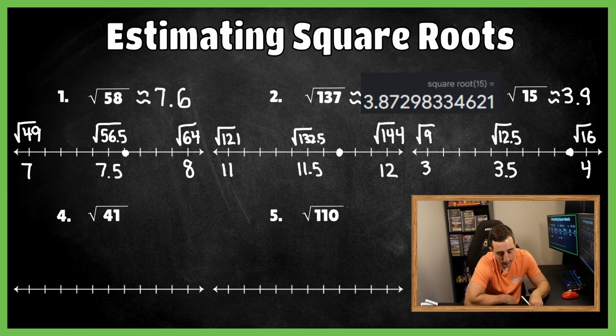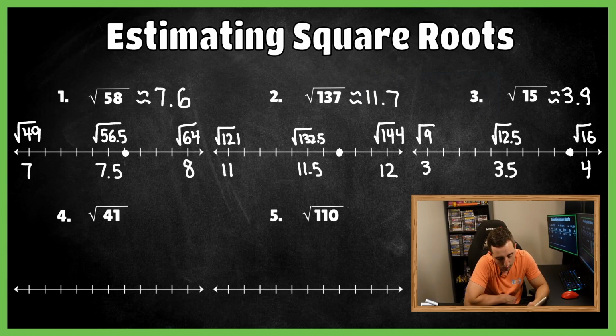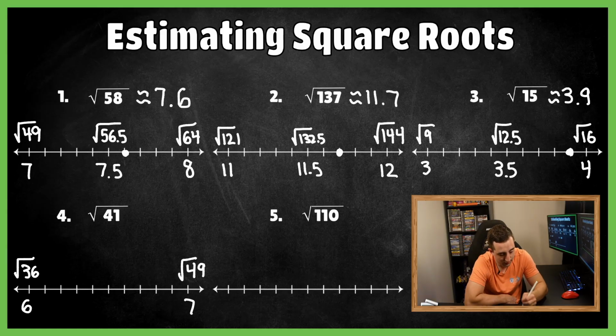Okay, now let's go ahead and take a look at the next one. We have the non-perfect square root of 41. Well, that's between the two perfect squares of 36, which is going to give us 6 back, and then the square root of 49, which is going to give us 7 back, right? And then once again, we want to go ahead and find the midpoint, which is at 6.5.